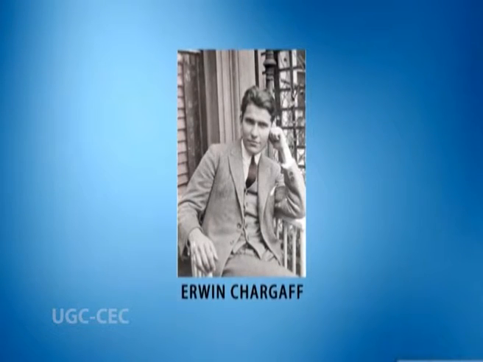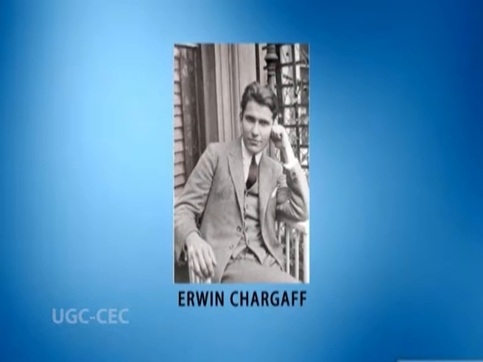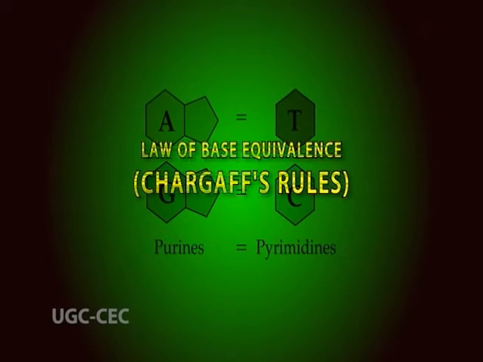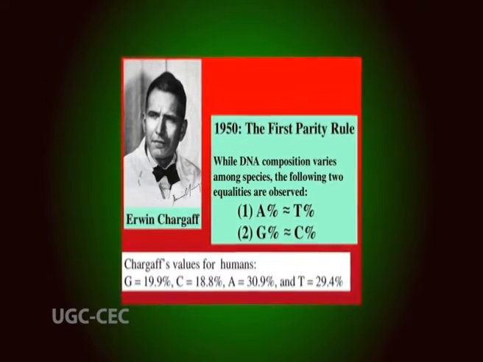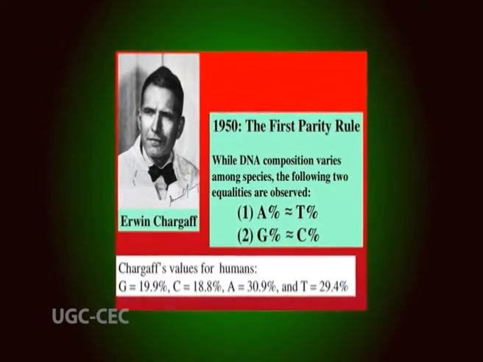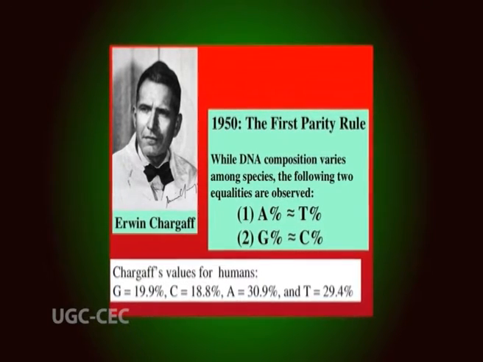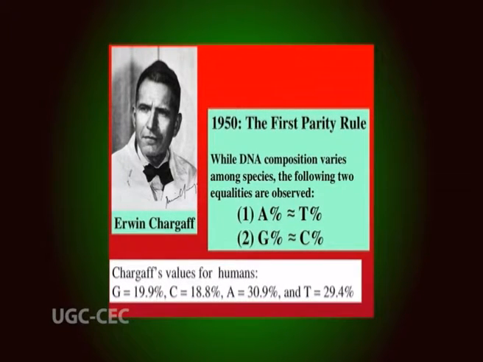Another was the observations on DNA base composition made by Erwin Chargaff, now known as Chargaff's rules or laws of base equivalence. Let us now discuss the law of base equivalence, also known as Chargaff's rules. During the late 1940s and early 1950s, the pioneer biologist Erwin Chargaff analyzed DNA from several species and also from different cell types in the same organism and found certain types of rules.